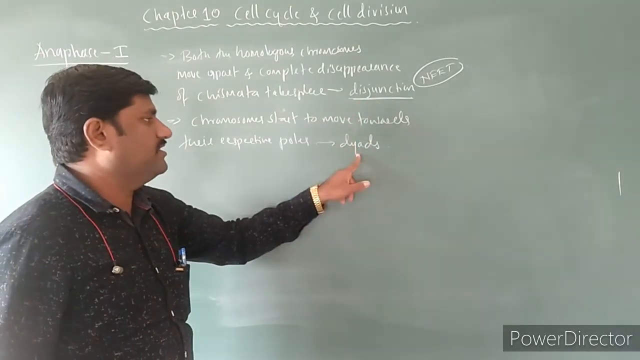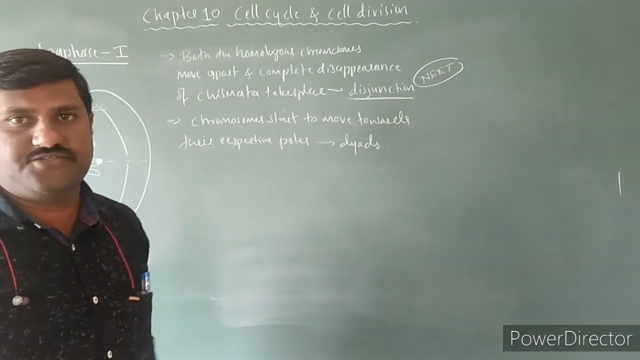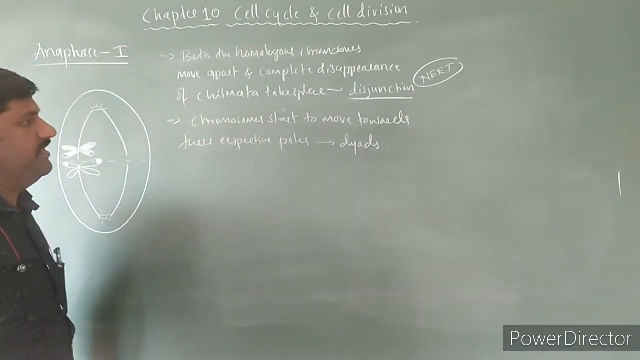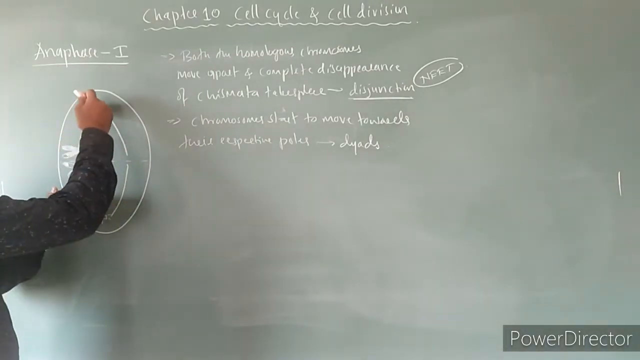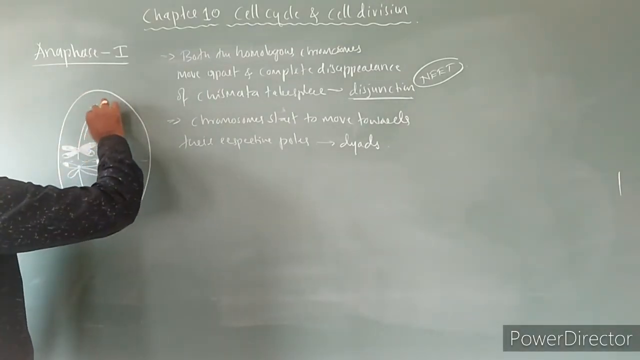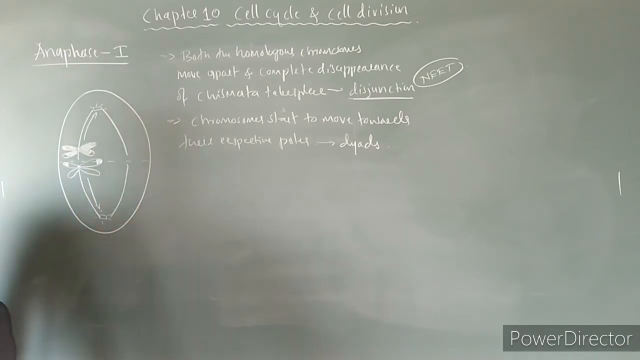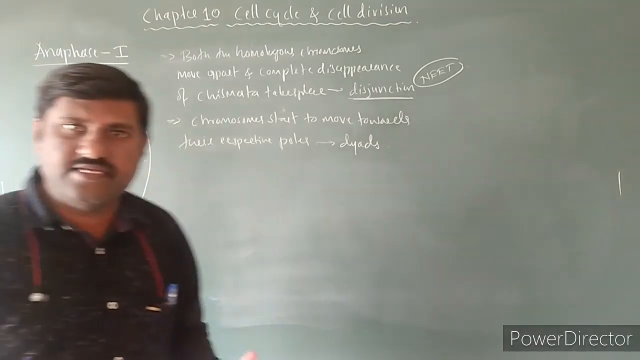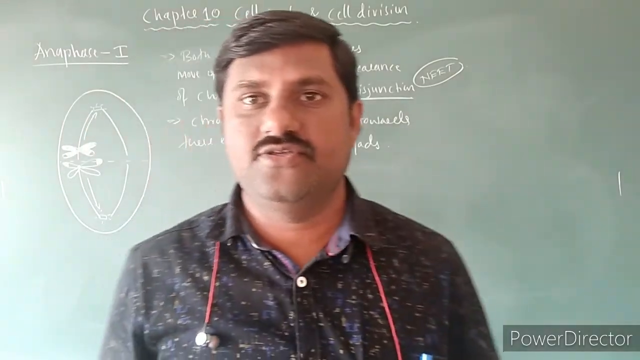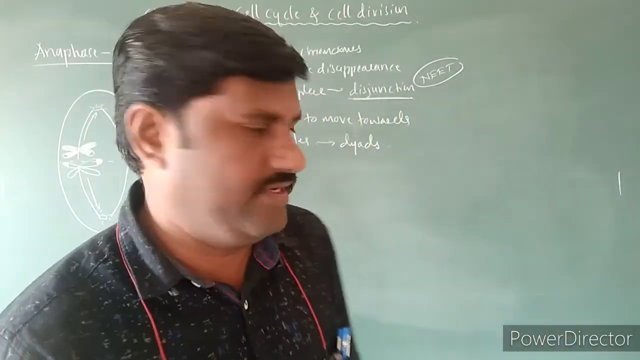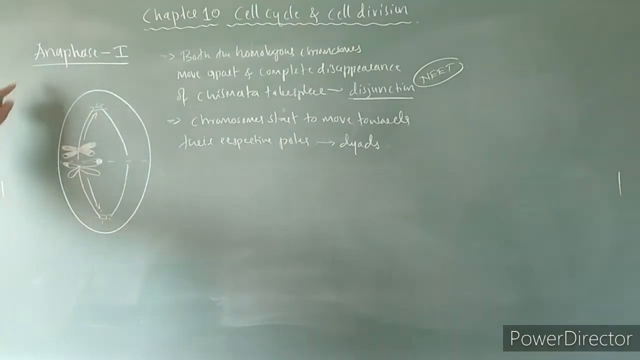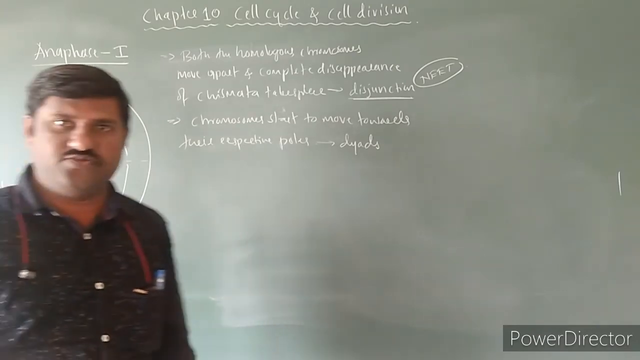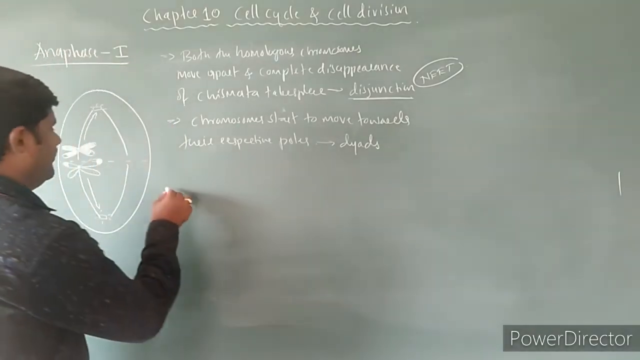After disjunction, the chromosomes become dyads, right? And this is how in anaphase the chromosomes start to move towards their respective poles. This is the fact you should display in the diagram, and you have to explain it thoroughly. And after anaphase 1, we come across telophase 1.